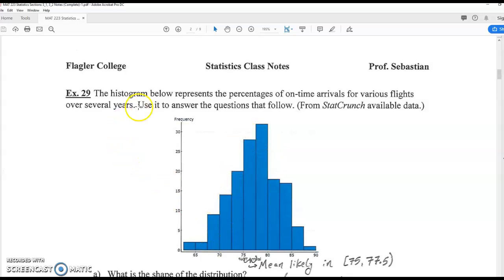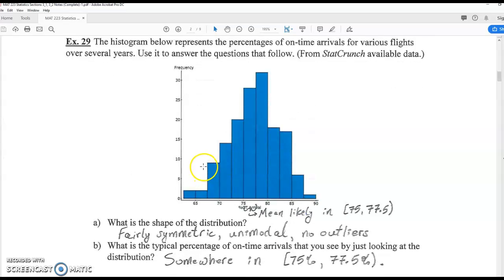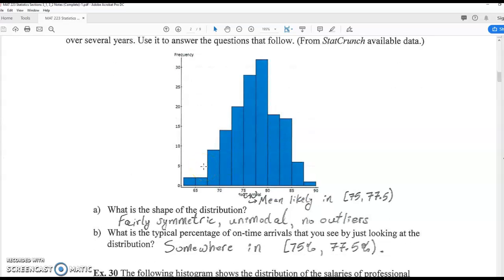All right, the histogram below represents the percentages of on-time arrivals for various flights over several years. Let's use it to answer the questions that follow, and this is from StatCrunch data that I had. So what is the shape of the distribution? First of all, I'm hoping that you notice that it's fairly symmetric, right?